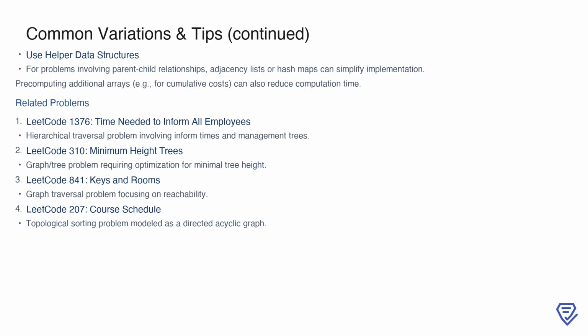To build a deeper understanding of this problem type, you might want to explore related problems. For instance, LeetCode 1376, which focuses on informed times in a management tree, is a direct application of hierarchical traversal. LeetCode 310, which deals with finding minimum height trees, is another tree or graph-based problem that requires optimization for efficiency. LeetCode 841, focusing on reachability in a graph, and LeetCode 207, a topological sorting problem involving course prerequisites, are also highly relevant. These related problems can help you strengthen your ability to handle various traversal scenarios and deepen your understanding of graph and tree structures.